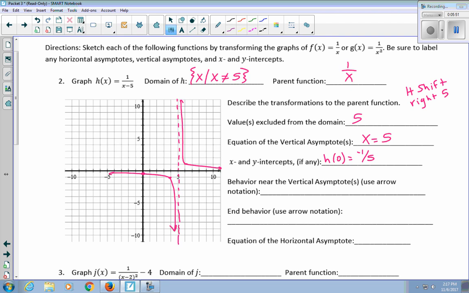So behavior near the vertical asymptote: as x approaches 5 from the right, f of x goes to infinity, and as x approaches 5 from the left, f of x heads down to -infinity. And then end behavior: as x approaches positive or negative infinity, f of x approaches 0. The horizontal asymptote is the x-axis, which has the equation y equals 0. And that's it.